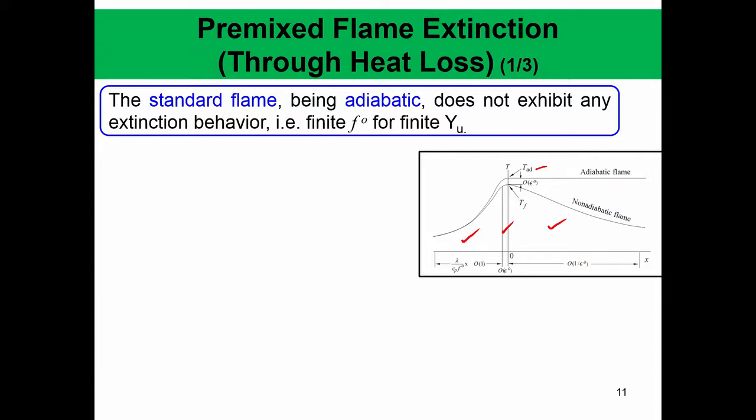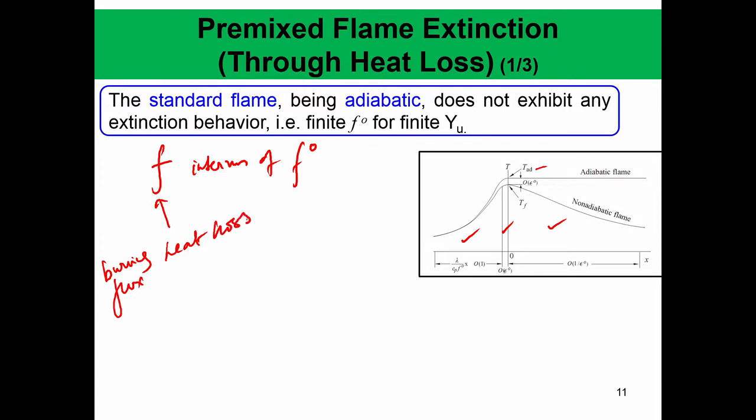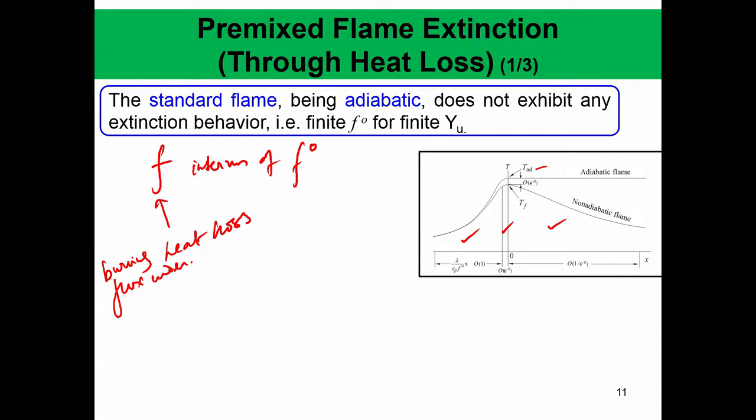But this F is not F0, because F0 represents the idealized standard condition where there is no heat loss. So, now we will find out F in terms of F0. Okay. So, that is the idea here. F corresponds to the situation where there is the burning flux under heat loss.